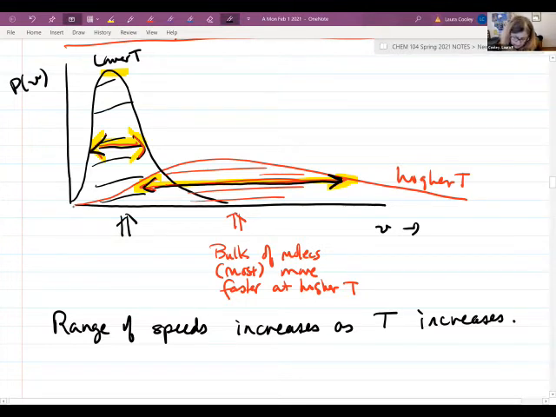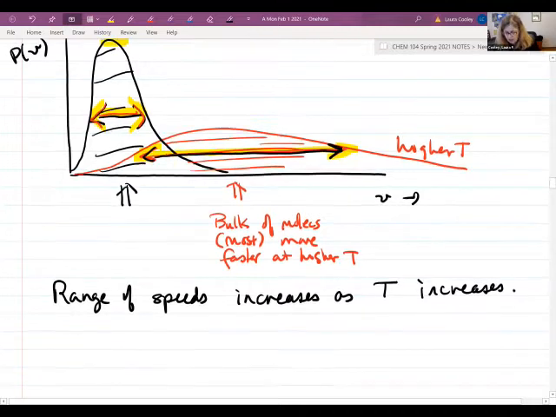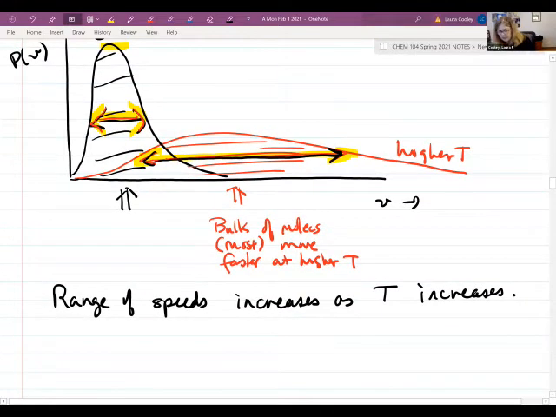Well, they all go down to zero here. So a lower low isn't really true, but the curve stretches in addition to just moving to the right. So that's the two things that basically happen as the temperature increases. You get faster speeds and a greater range of speeds.